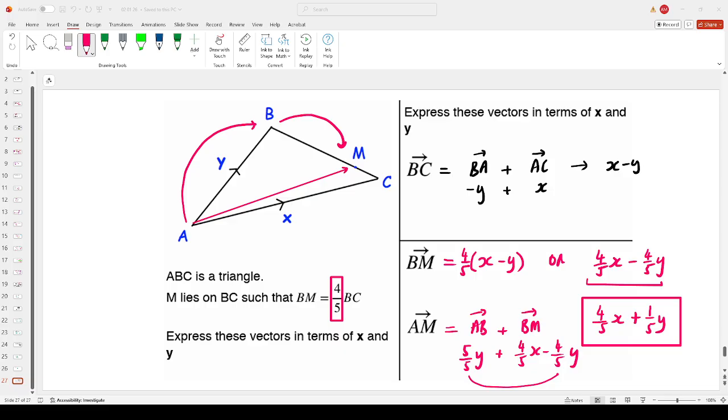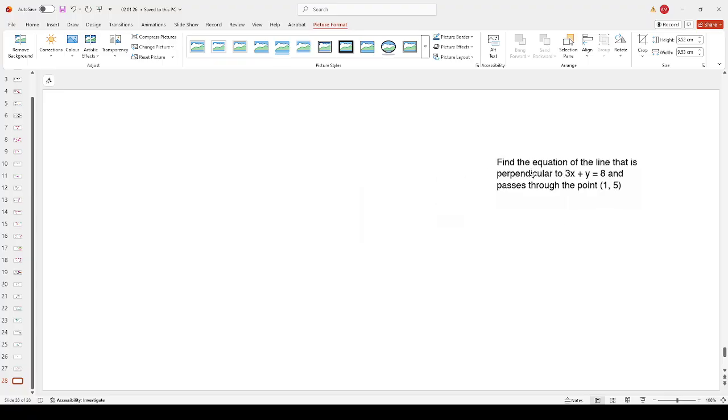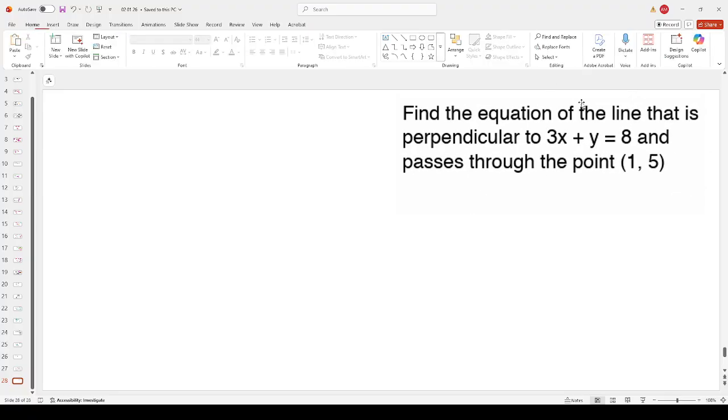Okay, let's go for another one. Right, guys, this is the last question. I want everyone to lock in because everyone's been a bit quiet for this one. So these last few questions. It says find the equation of the line that is perpendicular to 3x plus y equals 8 and passes through the point (1, 5). So straight away, if you struggle with these kind of questions, you can just draw it.